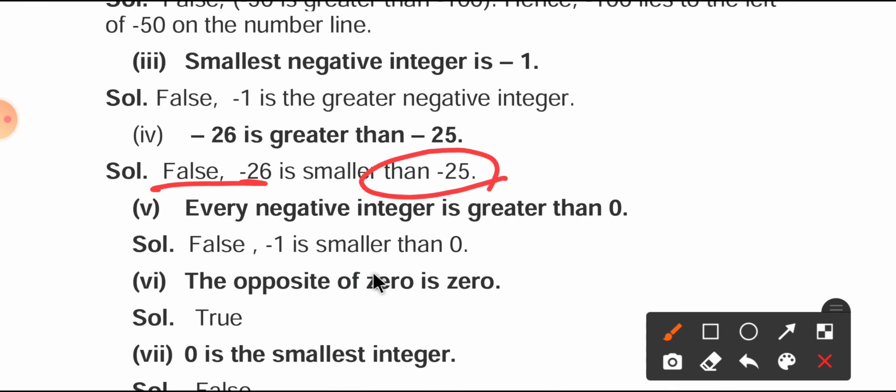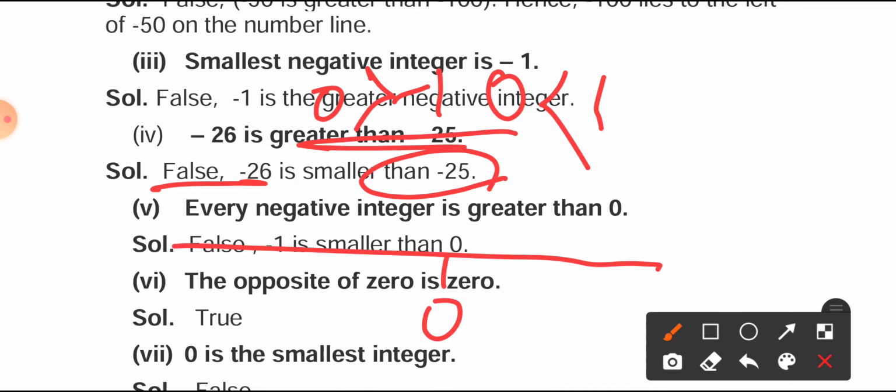Fifth one, every negative integer is greater than 0. But we know that all the negative integers are always less than 0 and all positive numbers are always greater than 0. If we compare 0 and 1, here 1 is greater, but if we compare 0 and minus 1, 0 is greater than the negative integer.